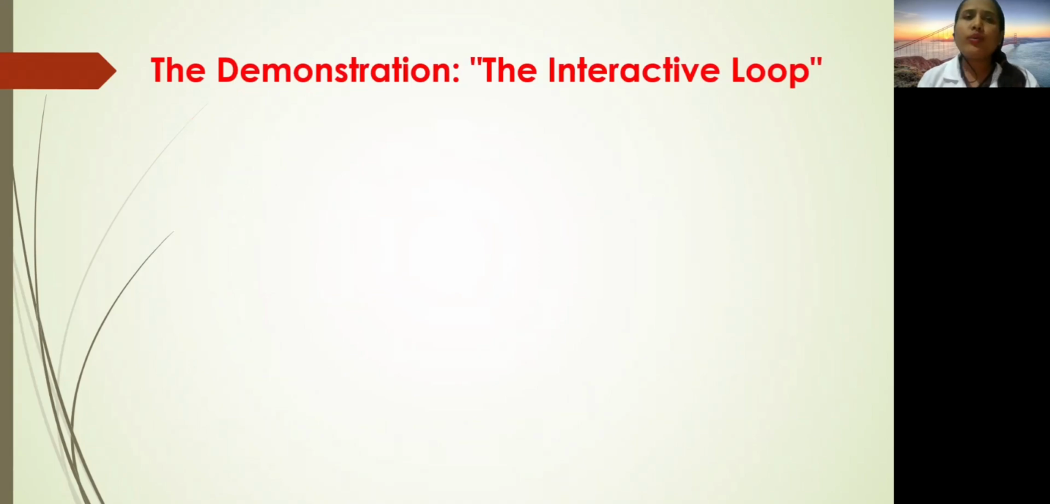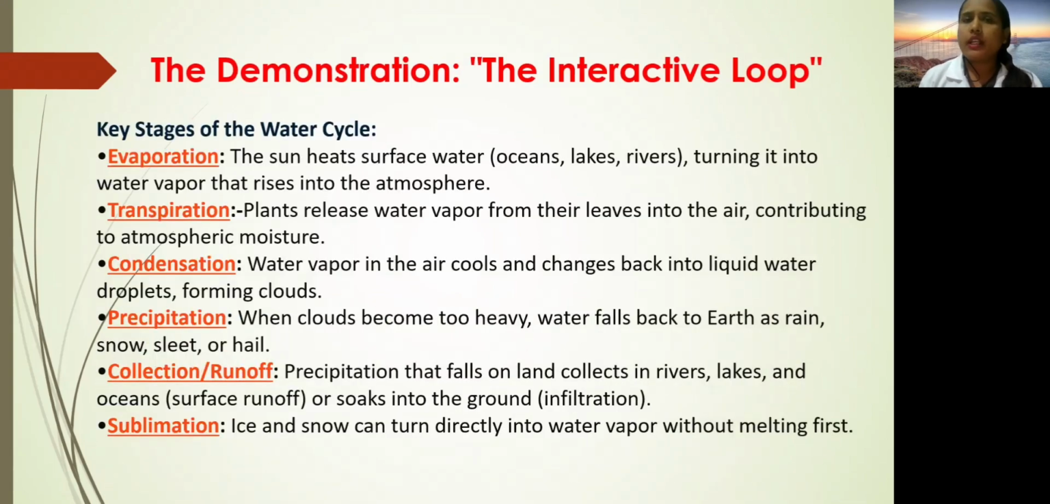So now I'm going to do an interactive session: exactly how ICT can help an educator become a better educator. Here I have taken one simple example, a school science topic, the water cycle. Everyone knows there are basically six stages of the water cycle. First is evaporation, second is transpiration, third is condensation, fourth is precipitation, fifth is collection or runoff, and sublimation.